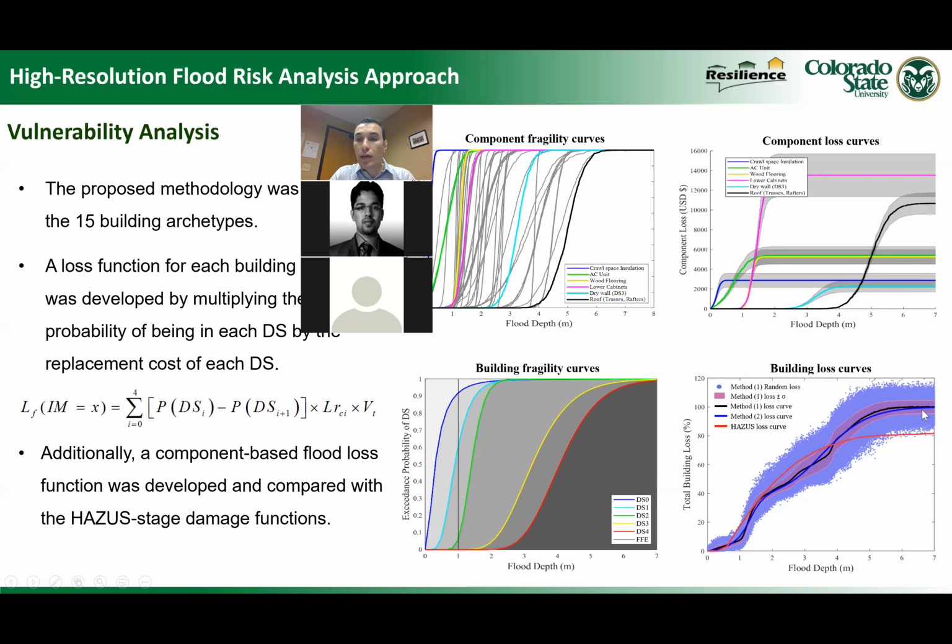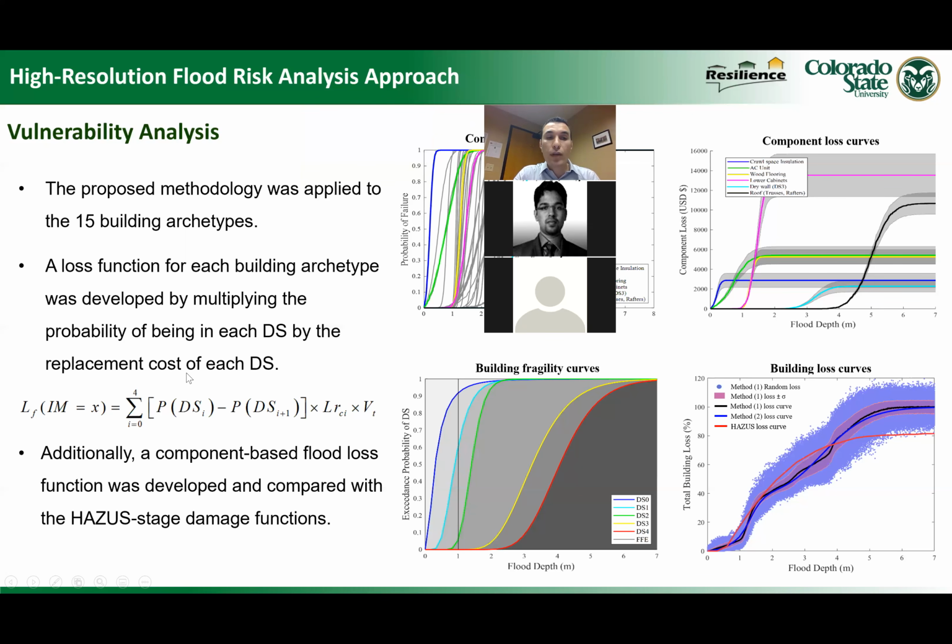Actually, this flood loss curve is calculated based on this fragility function. So what we did, we use this equation. We calculate the probability of being in each damage state and multiply it by the replacement cost of this damage state, and sum all of these for the 5 damage states, starting from damage state 0 to damage state 4.